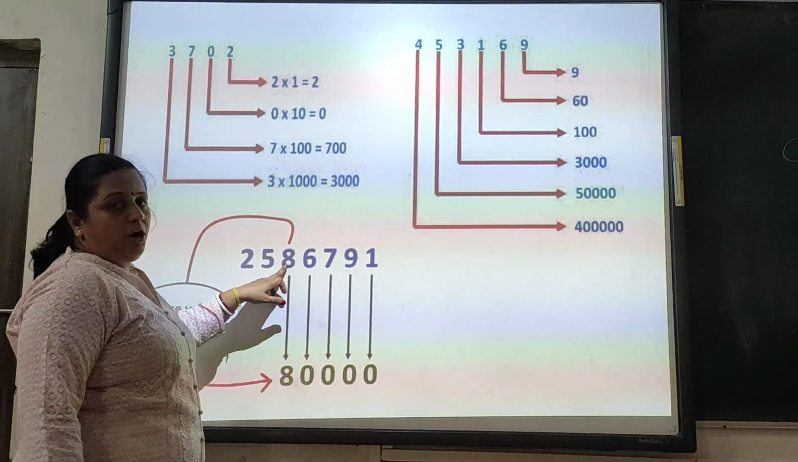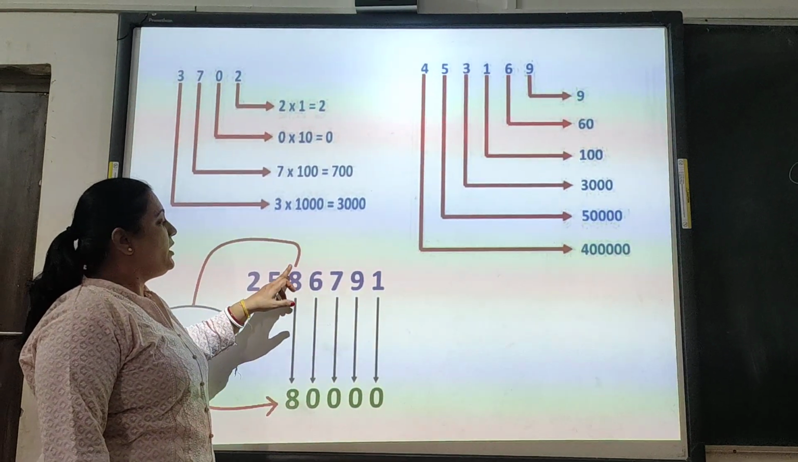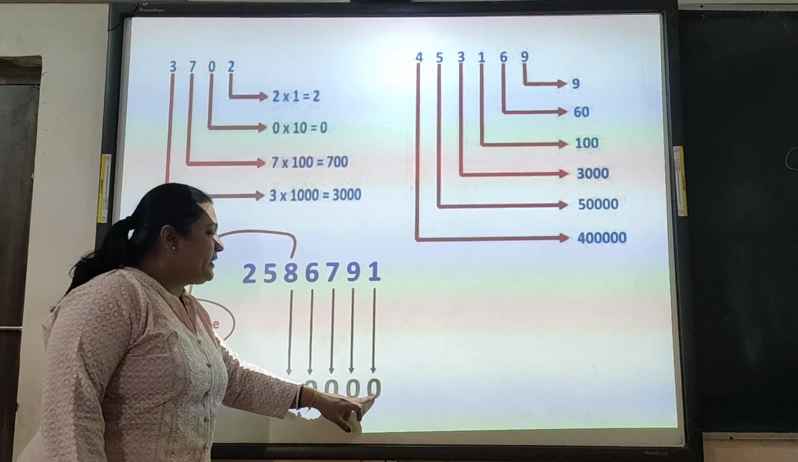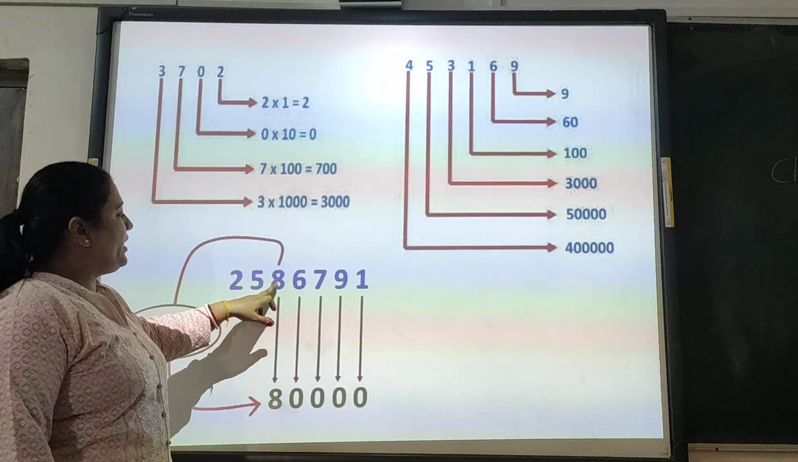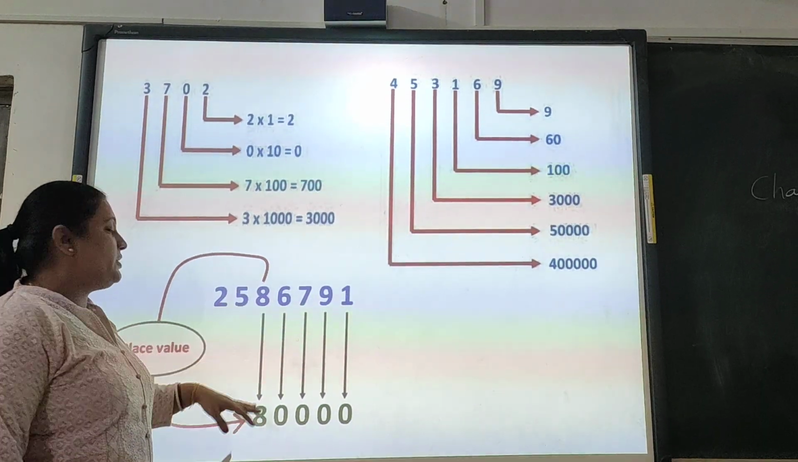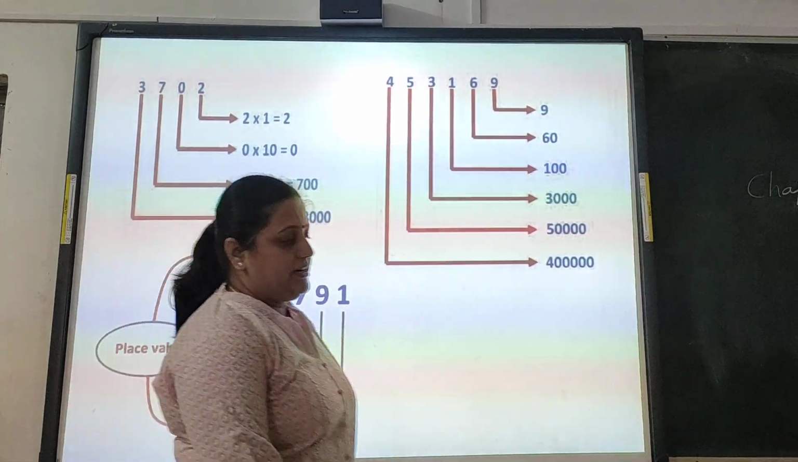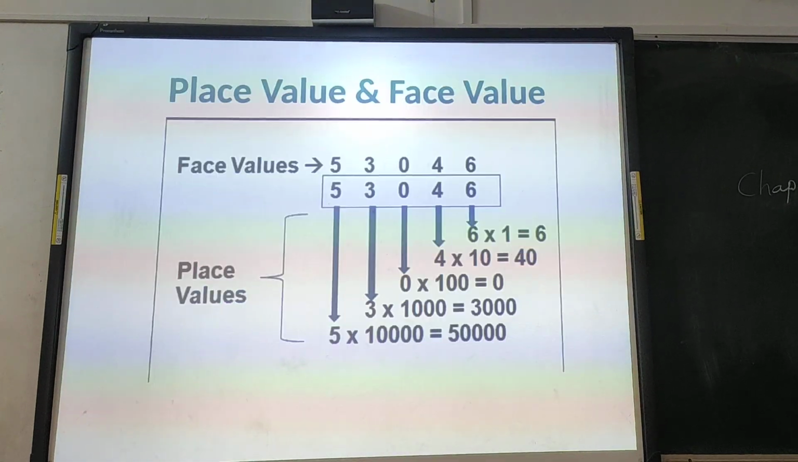Yesterday I showed you how the places are there in the Indian numeral system. So 8 is on the 10,000 place. So 8 into 10,000 is 80,000. So if we are asked the place value of any digit, we can tell by multiplying that digit with its place. So the place value of 8 is 80,000. Like this we can tell the place value of each and every digit.